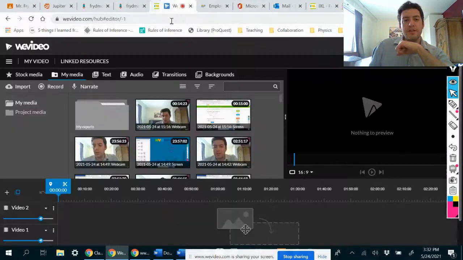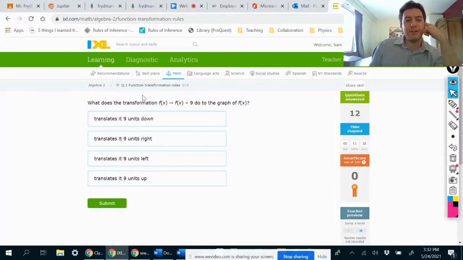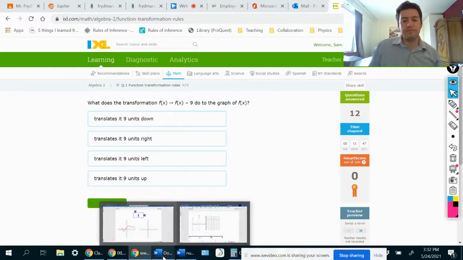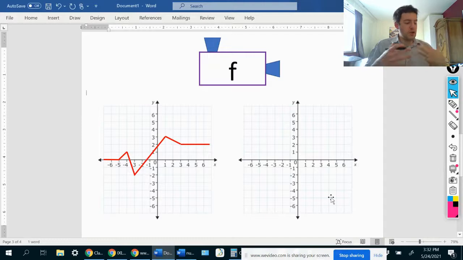Hi everybody, in this video we are going to do Algebra 2 Q1 function transformation rules. But before we do that, we need to first just talk a little bit about what happens to functions when we do certain things to them. So over here we have a coordinate grid.